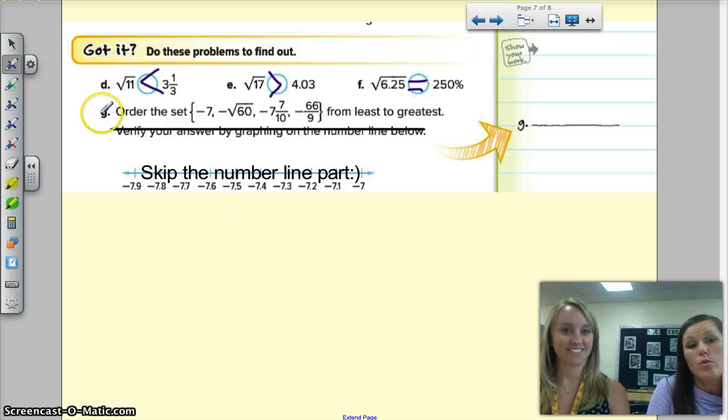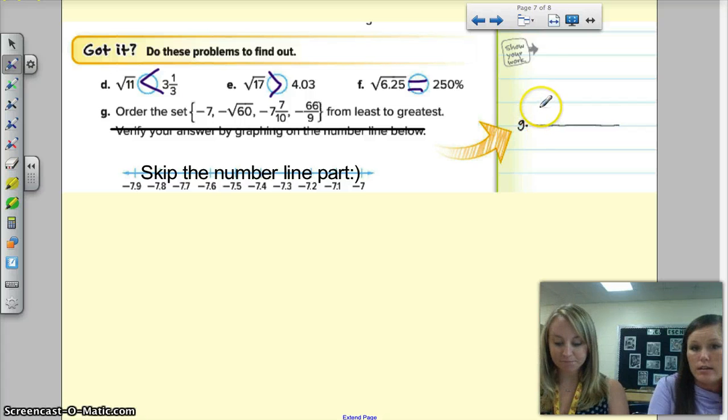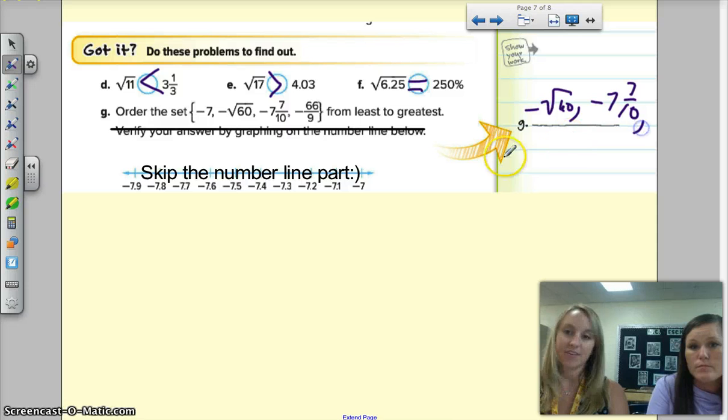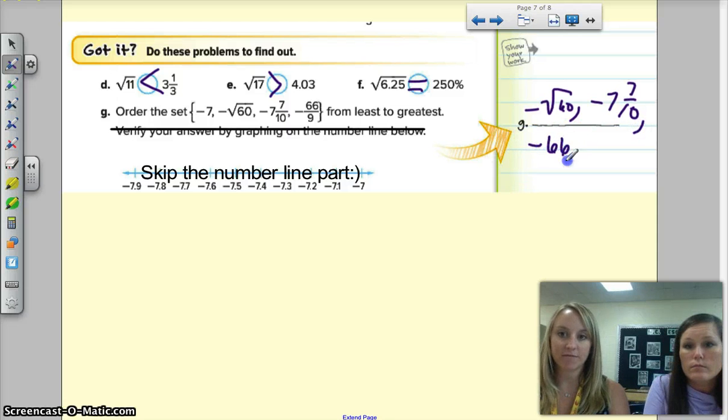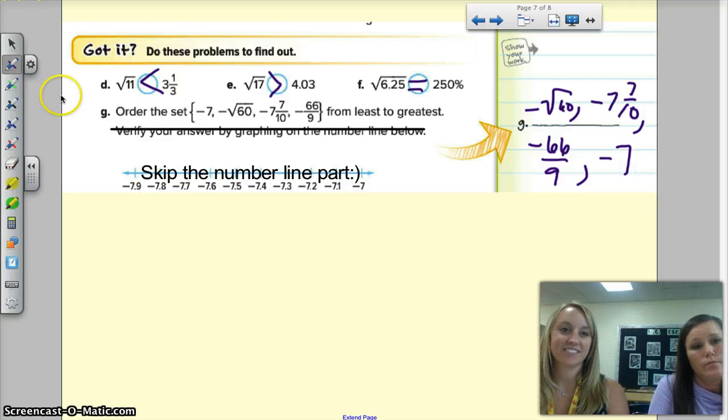And then our last one, order the set from least to greatest. The smallest is negative square root of 60, then negative 7 7/10, then negative 66 over 9, and then negative 7. All right, how'd you do?